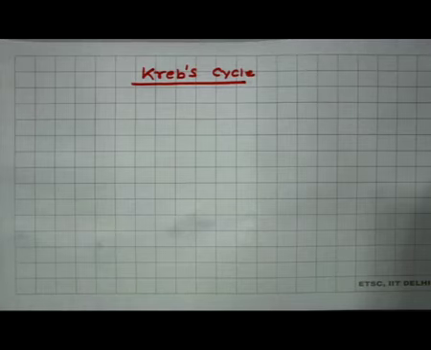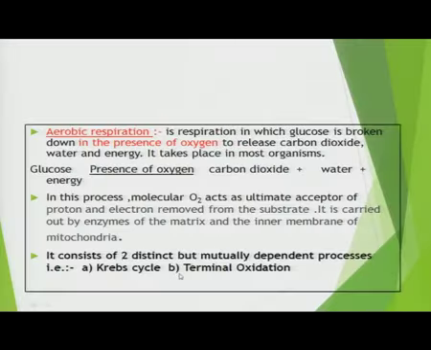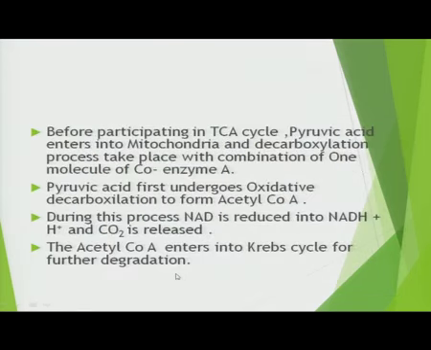Here it consists of 2 distinct mutually dependent processes, that is the Krebs cycle and the terminal oxidation, which I have already discussed. Before participating in the tricarboxylic cycle, pyruvic acid enters into the mitochondria and the decarboxylation process takes place with the combination of one molecule of coenzyme. Pyruvic acid first undergoes oxidative decarboxylation to form acetyl coenzyme. During this process, NAD is reduced to NADH plus H plus and CO2 is released. The acetyl coenzyme enters into the Krebs cycle for further degradation.